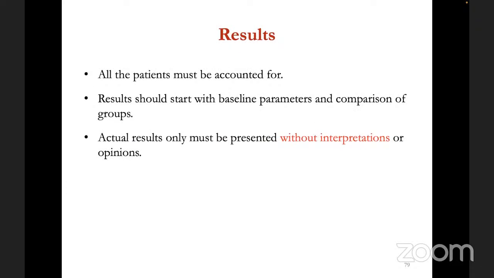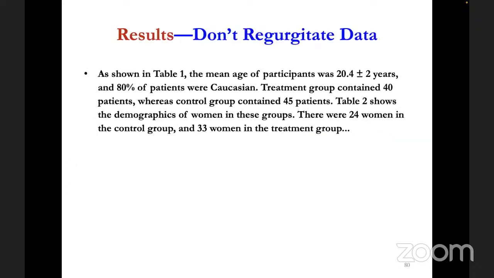All the patients must be accounted for. If you have recruited 100 patients, report 100 patients in results, because if there's some discrepancy, for example your sample size was 100, you mentioned results of 90, or you analyzed only 60 patients, the reason for this must be clearly documented in the results section.